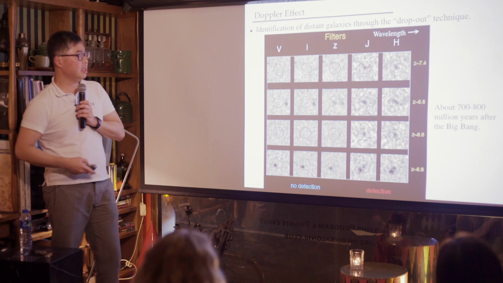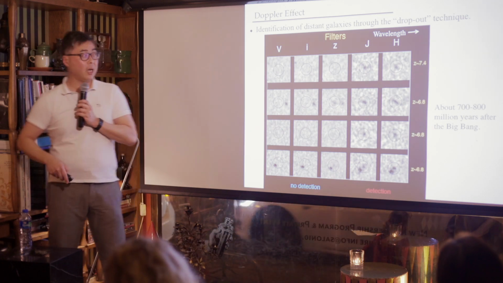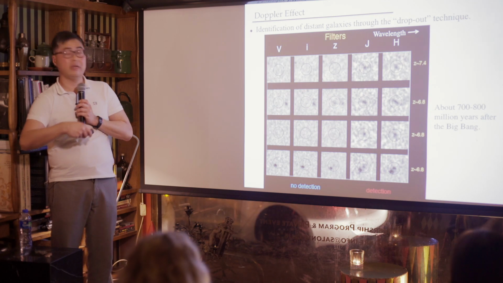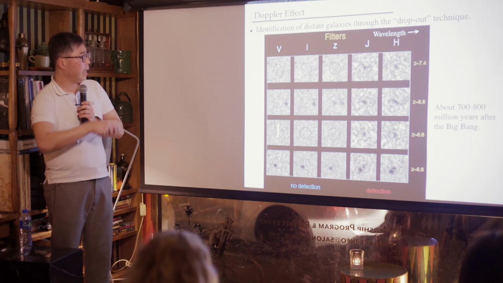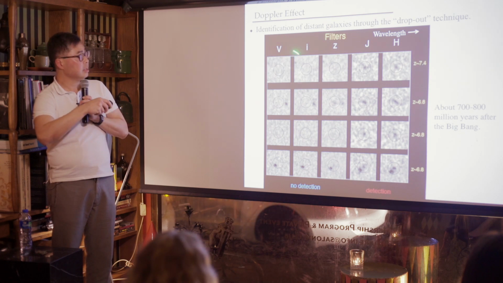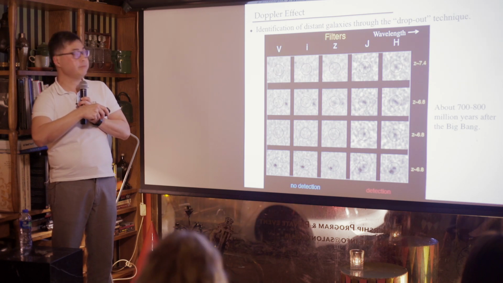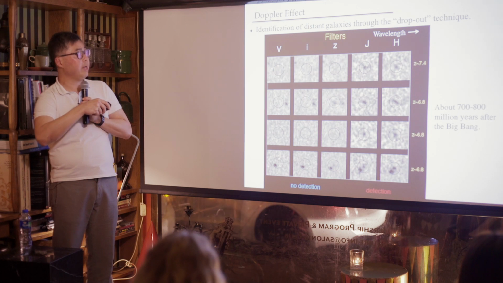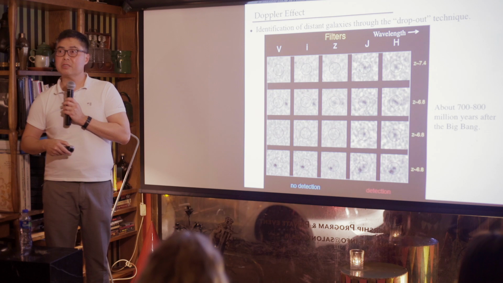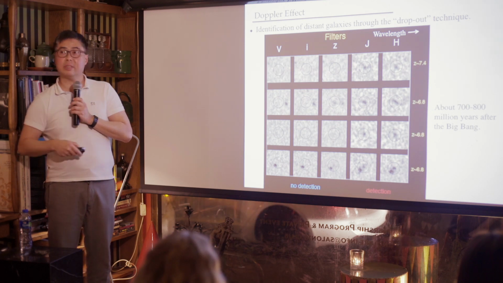So here's a real picture showing 4 different galaxies. Each one of these rows is an individual galaxy, and each one of these columns here is a different filter. So this is the yellow part of the spectrum. This is the red part of the spectrum, and then this actually goes into the infrared part of the spectrum. So wavelength increases this way.